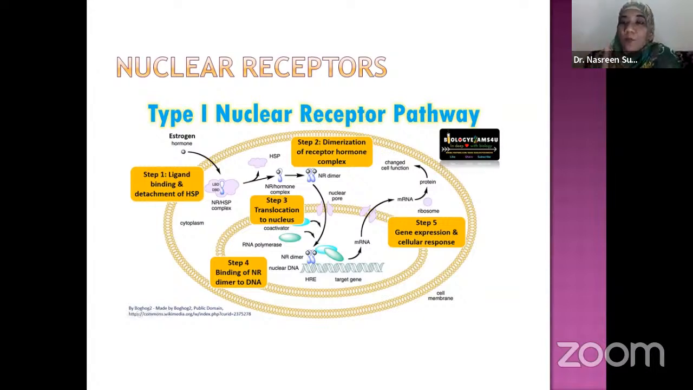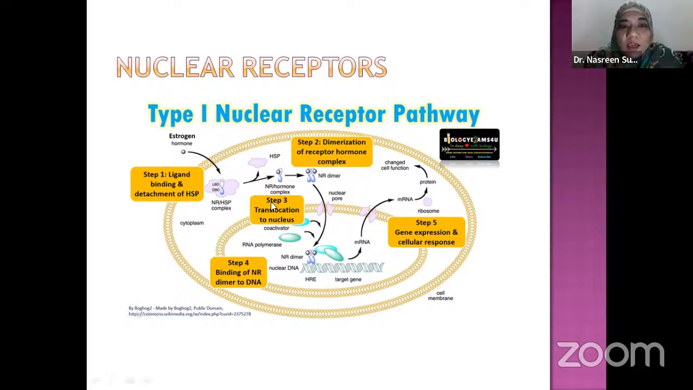What I said, lipophilic means they do not attach to the outer membrane. They directly come inside the cell and get attached to the receptors which are present in the cell, in the cytoplasm or in the nucleus. If the receptor is present in the cytoplasm, it is called a type 1 nuclear receptor. And if the receptor is present in the nucleus, then it is called a type 2 nuclear receptor.